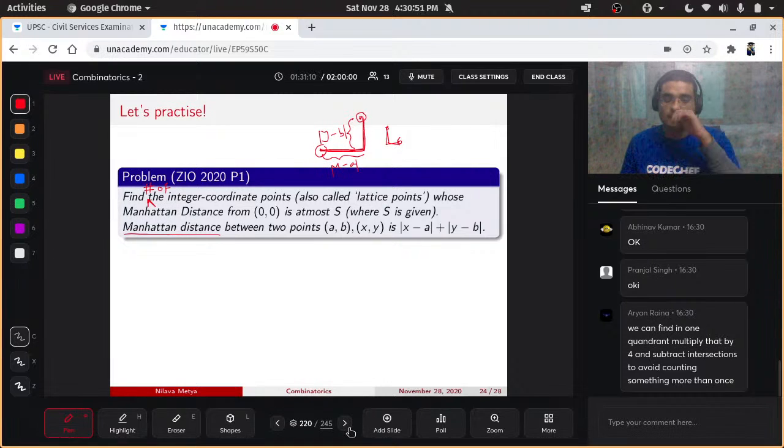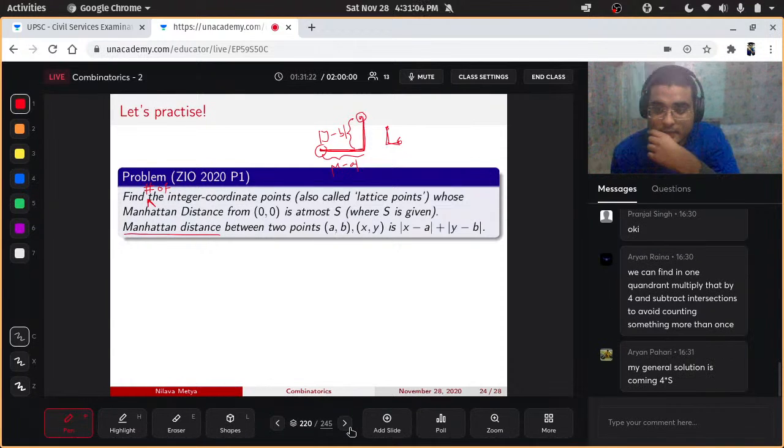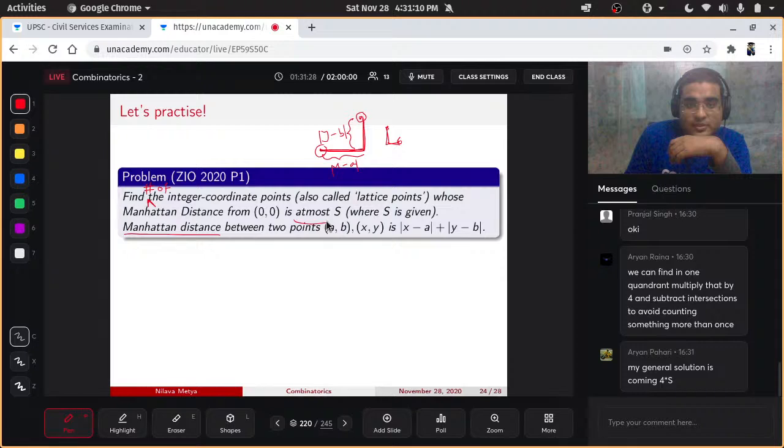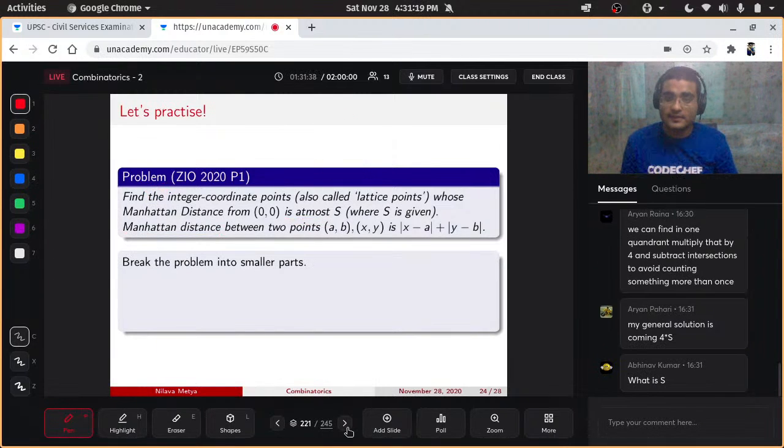Good enough. So let's see, what do we do now? Aryan has given me a solution, but the answer is saying that it is at most s, not s. So first thing is that s will be given in the question. Say s is 5. How many are there whose Manhattan distance is at most 5 from the point 0, 0? So first thing you do is break the problem into smaller parts. How do we break it into?